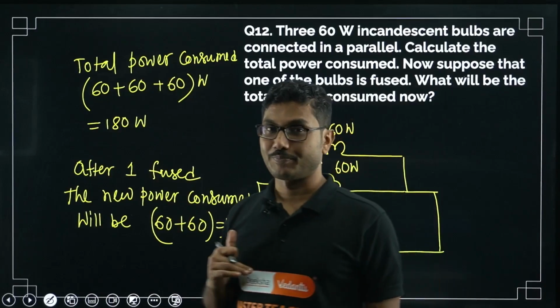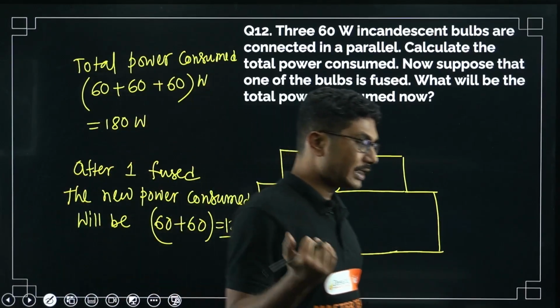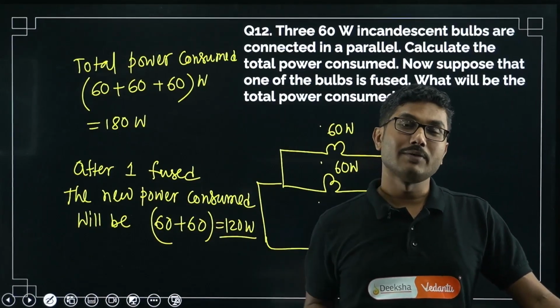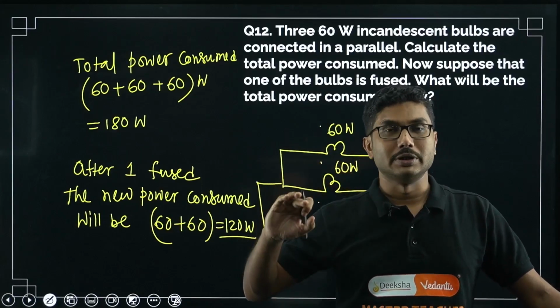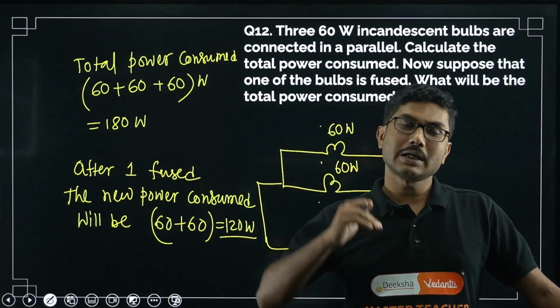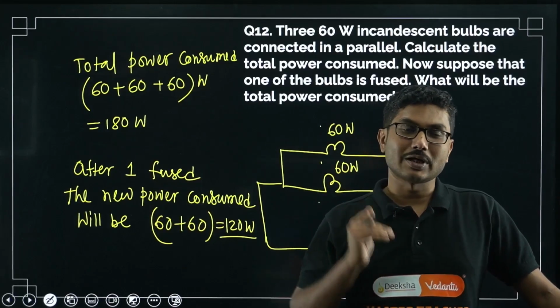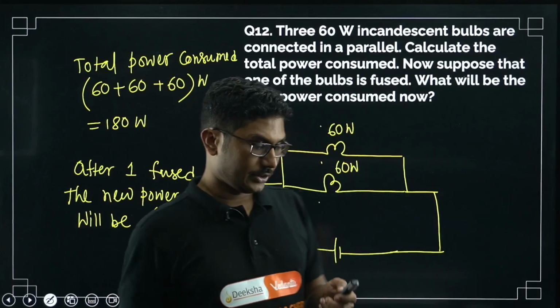Parallel connection is okay. But suppose in an MCQ they ask that 3 bulbs are connected in series, one bulb is fused, what will happen to the circuit? So all the bulbs will stop glowing. In parallel combination, no matter how many bulbs are fused, whatever is still intact will continue to function, right? That is the beauty about parallel combination.